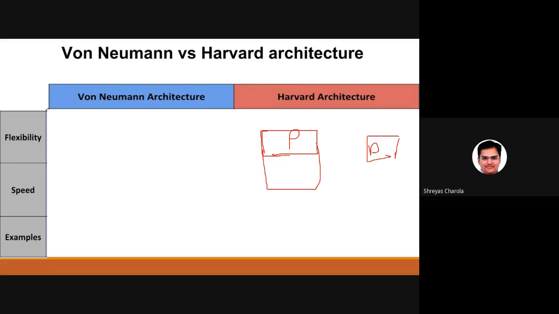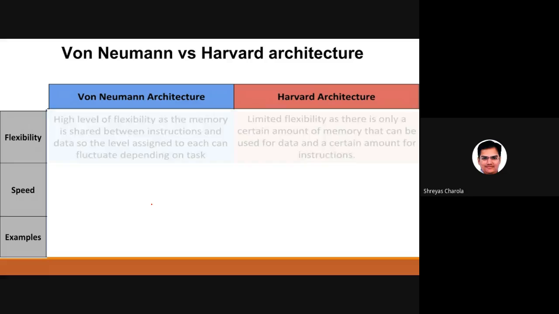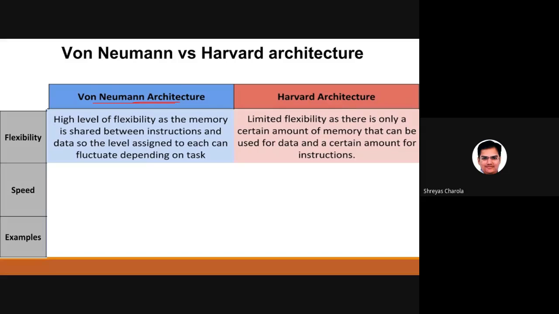So which will be flexible? The Von Neumann architecture will be flexible over here. The Harvard architecture is limited flexible. Is it clear, the reason, all of you? Yes, sir. Okay.